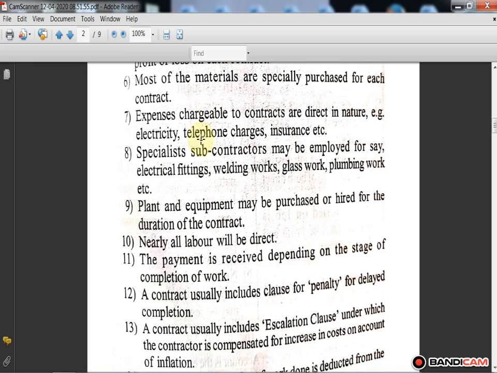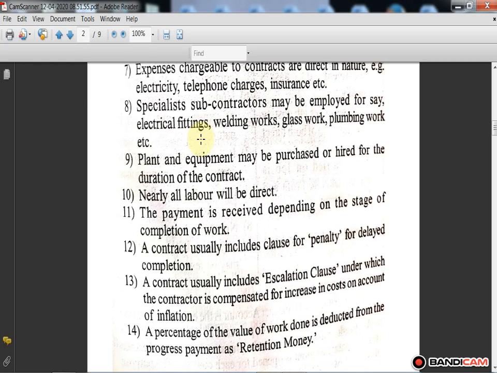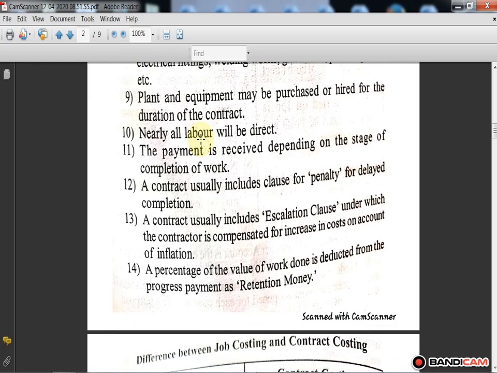Ninth, plant and equipment may be purchased or hired for the duration of the contract. Here, for completion of the contract, the contractor may purchase the plant and equipment or hire the machinery for the duration of the contract. The duration may be 5 years, then the contractor will purchase or hire the machinery for 5 years. Hire means to take a machine on rent. So these are the features.